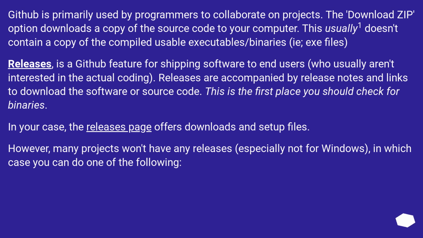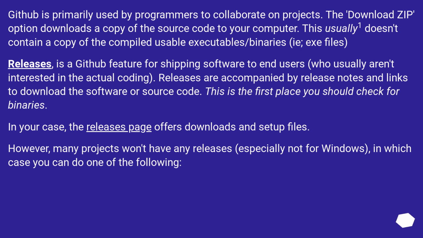GitHub is primarily used by programmers to collaborate on projects. The download zip option downloads a copy of the source code to your computer. This usually doesn't contain a copy of the compiled usable executable binaries, exe files.